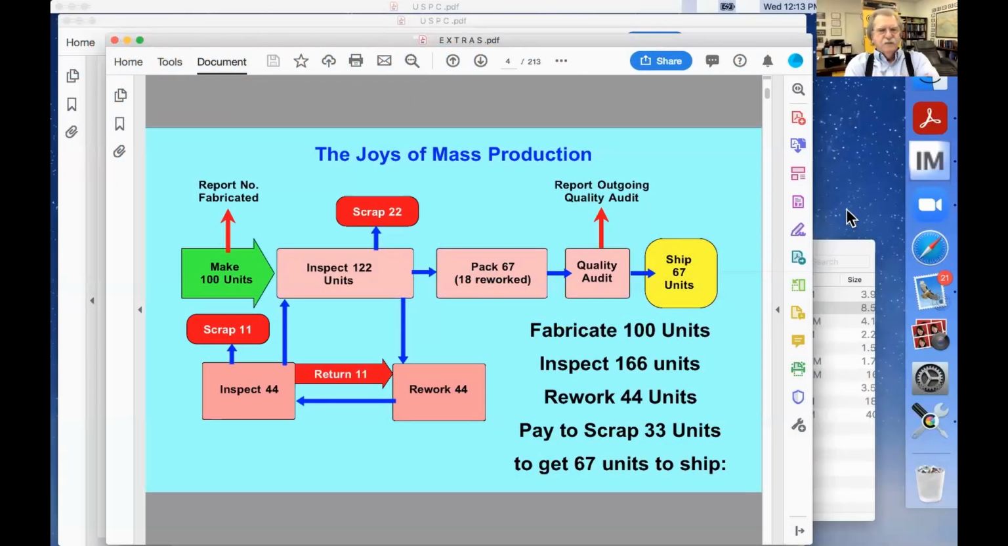So on page 2, in Understanding SPC, you have a diagram. This is a company I worked with, and they were just very typical. You made 100 units, and that got reported to the managers, to the executives, how many units you made. Then you inspected them. Some were scrapped, some were sent for rework. The rework was inspected, some was sent back for more rework, some was scrapped, and some went back to the original inspectors. Eventually, some product escaped and got packed, and they did a quality audit on the outgoing shipment. So they made 100 units, inspected 166 units, reworked 44 units, scrapped 33 units to get 67 units they could ship.